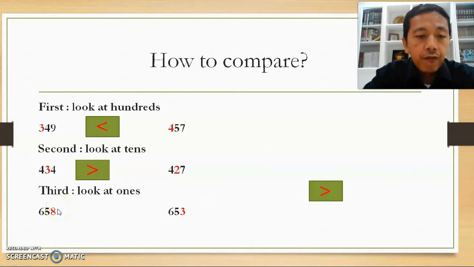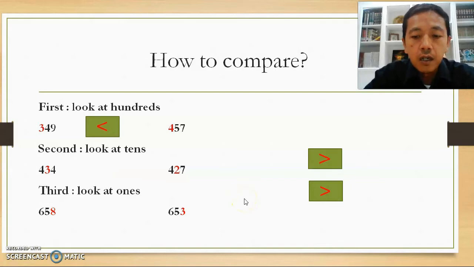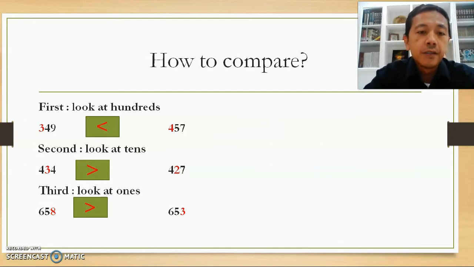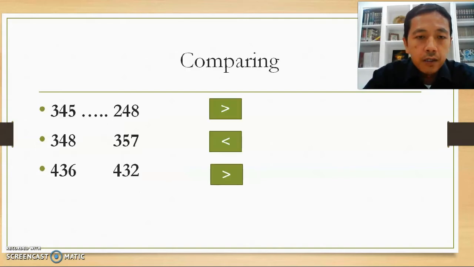And the last. If we have looked at tens and they are the same, we have to look at ones. Lihat satuannya. 8 and 3. Which one is bigger? 8 is bigger than 3. So the symbol is more than. One more.